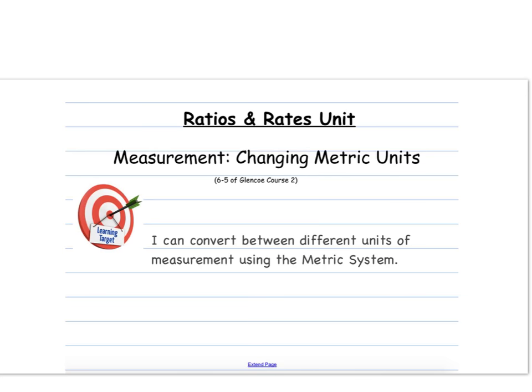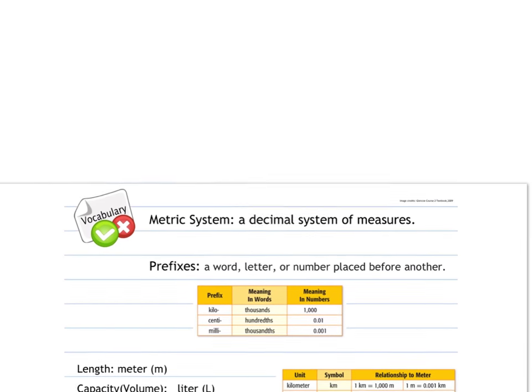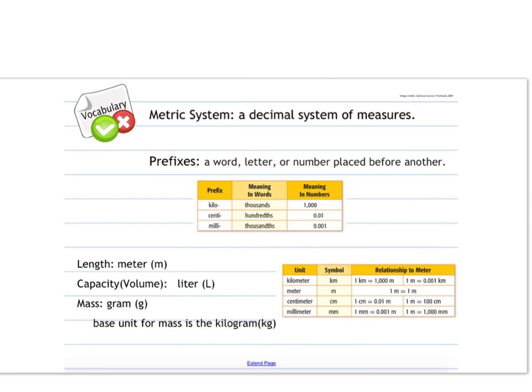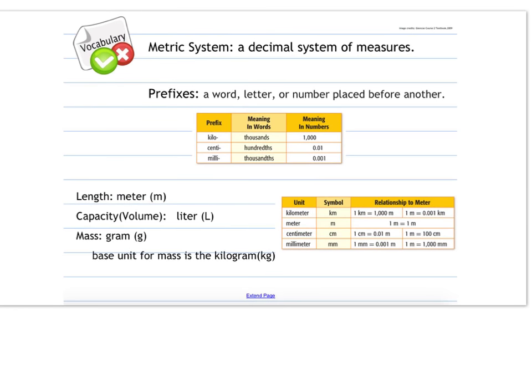This is the system the rest of the world uses, and it goes nicely with our place value system. So let's review a little bit and then get going. A metric system is a decimal system of measures. It's made up of prefixes, which are words or letters or numbers placed before another. The prefixes that you're going to hear are kilo, centi, milli. Those are mostly the ones. There's also hecto, deca, and deci as well. So keep those in mind as we go forward.